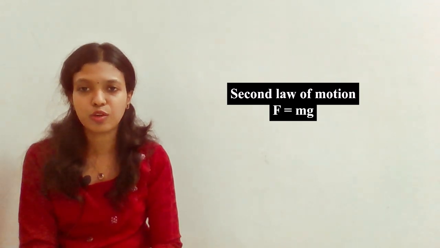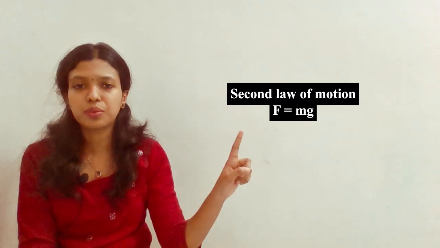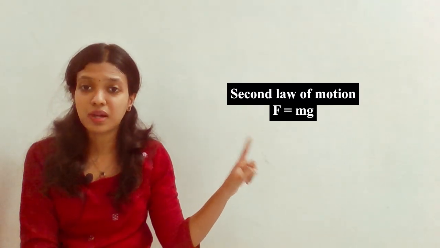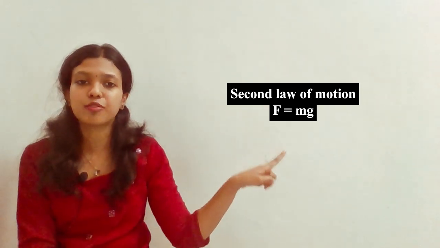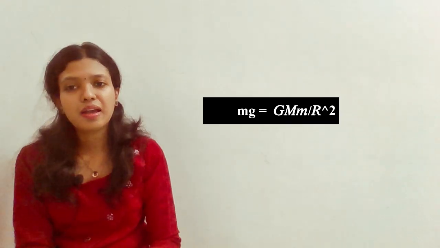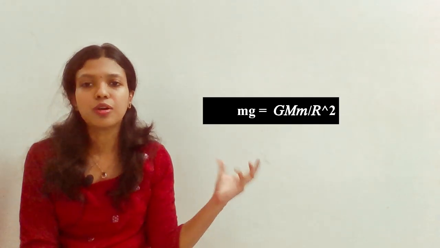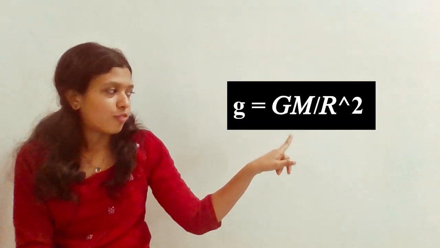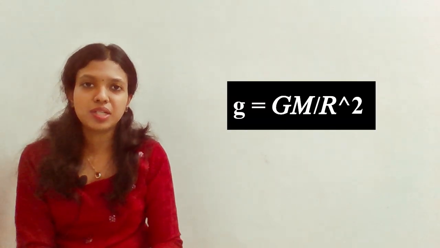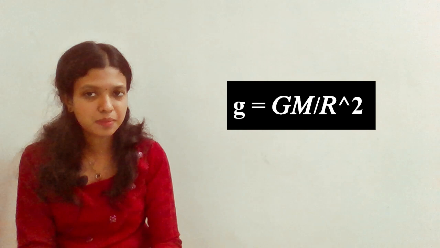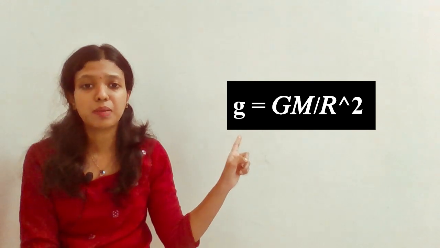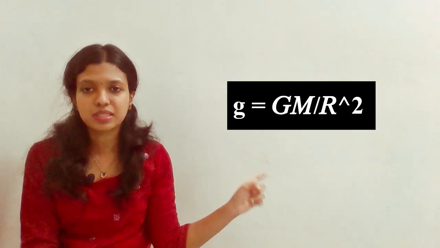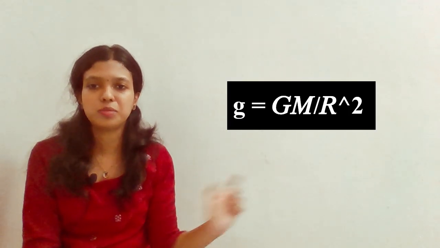We already studied Newton's second law of motion. According to this, F is equal to mass into acceleration. Here the acceleration is g, so we can write F is equal to m g. Now we equate the two expressions for force and find the equation g is equal to G M by r square. That is, acceleration due to gravity depends on M, the mass of the earth, and r, the distance between the earth and the object.